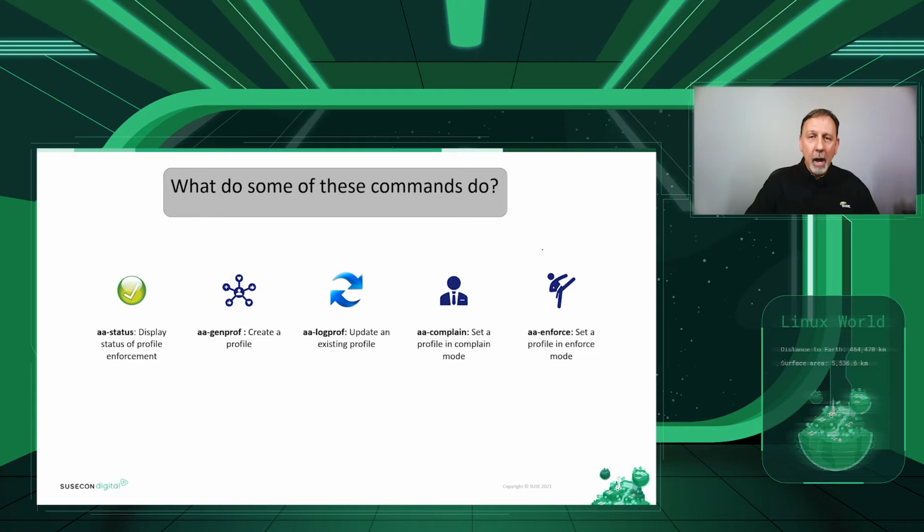Now, some of the more common ones, the ones that you will use on an everyday basis, are listed here. First off is the aa-status utility. It tells you a little bit about all the policies and their enforcement status. The aa-genprof is a utility that helps you create a profile from scratch. And the aa-logprof helps you update an existing profile.